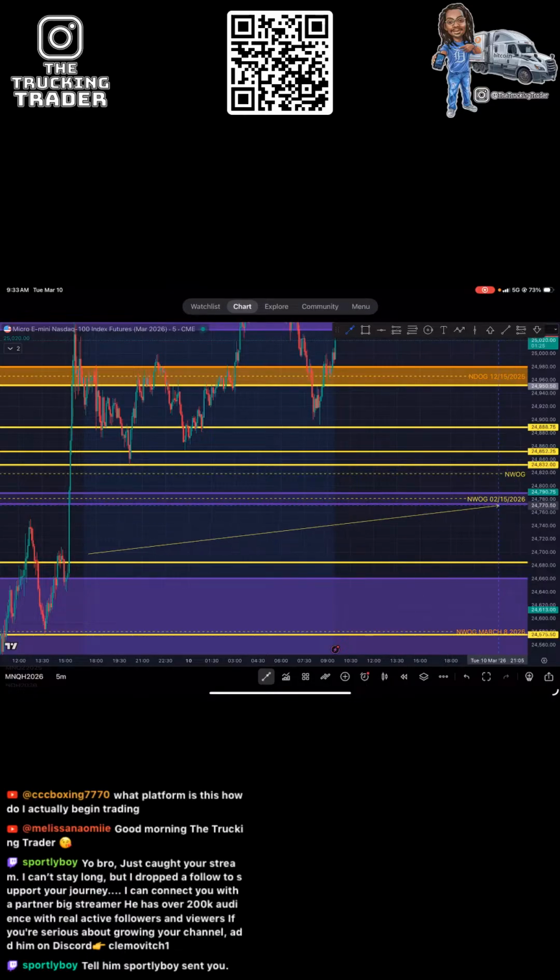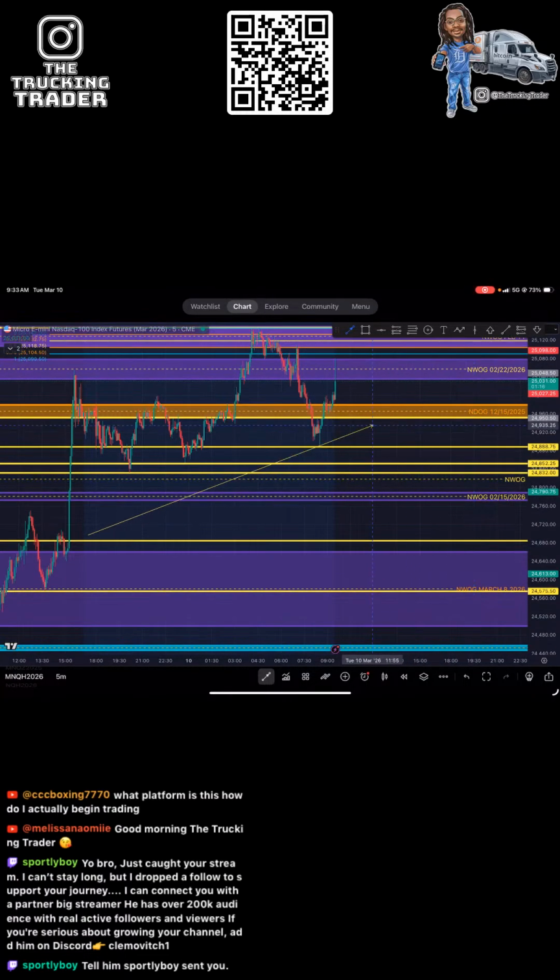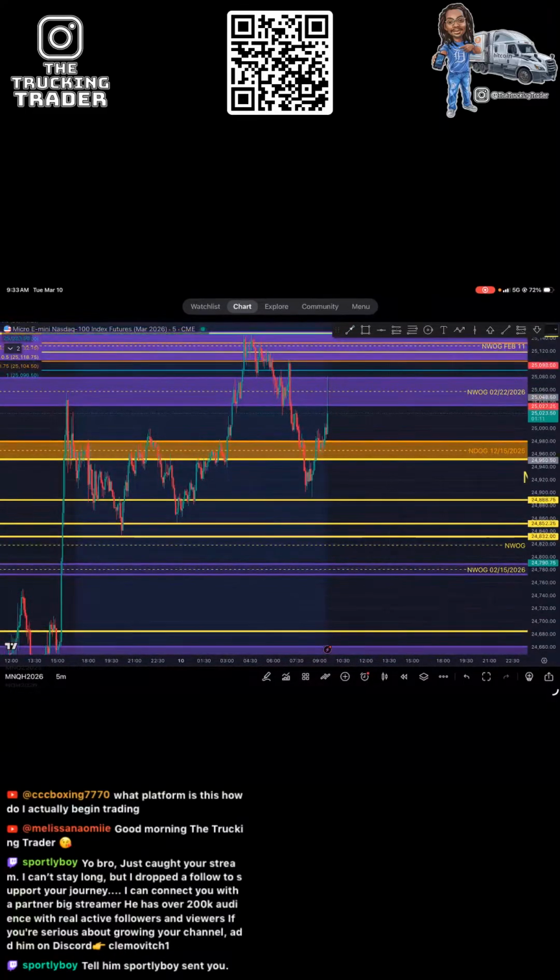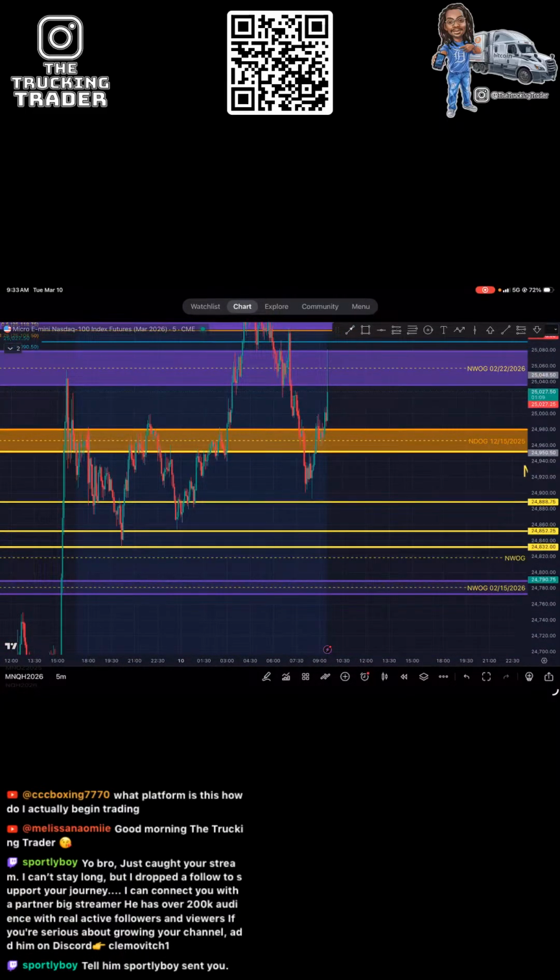Y'all know these new week opening gaps are like magnets. And then that bigger new week opening gap, the midpoint of that is right below here as well on a 5-minute chart. So whenever you don't know what side of liquidity is going to sweep first, that's why it's best to just wait.